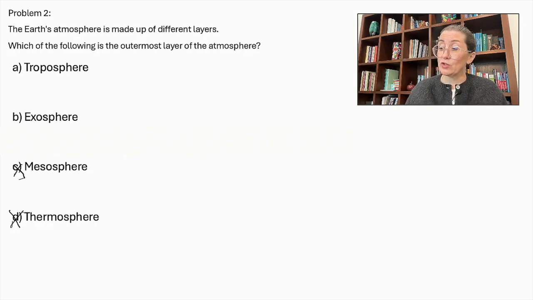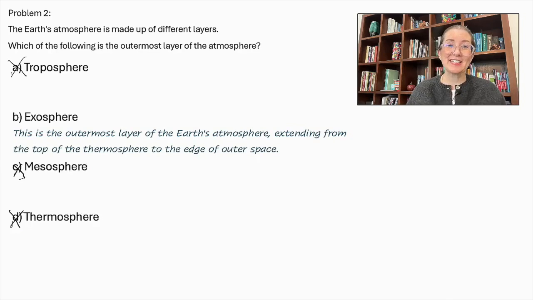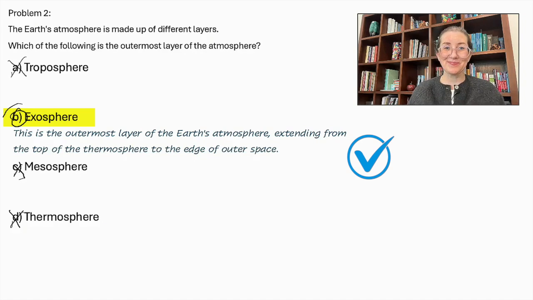Going to the troposphere. This is the lowest layer of the atmosphere where weather occurs. So that is not the correct answer either. Exosphere. This is the outermost layer of the Earth's atmosphere, extending from the top of the thermosphere to the edge of outer space. And therefore this is the correct answer.